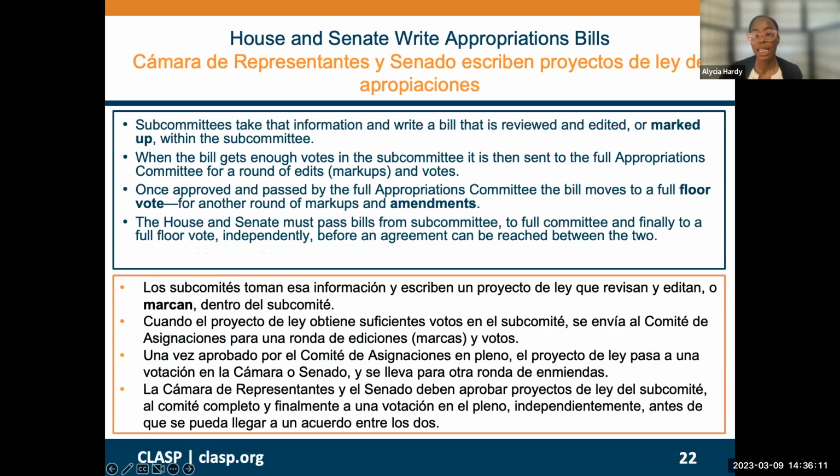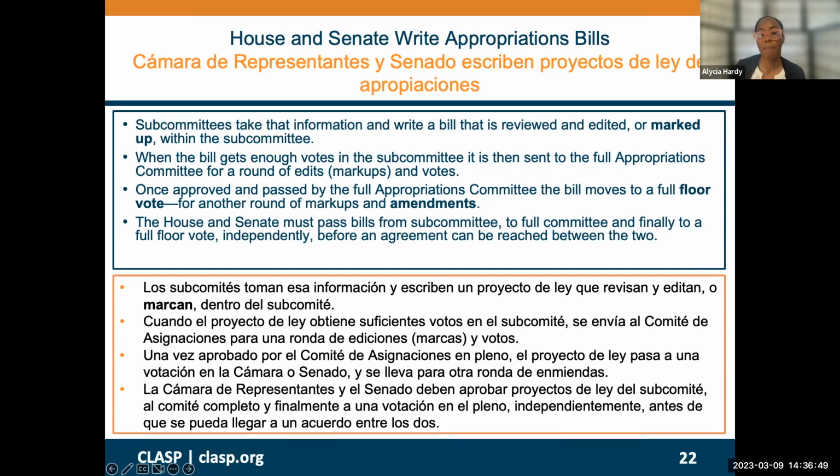Each subcommittee takes the information they collect and writes a bill that is reviewed and edited, or marked up, within the subcommittee. When the bill gets enough votes at the subcommittee level, it is then sent to the full appropriations committee for a round of edits or markups and goes through a voting process. Once approved and passed by the full appropriations committee, the bill moves to a full floor vote, or a vote that all members in the House and all members in the Senate participate in. This happens after a round of markups and amendments or changes.